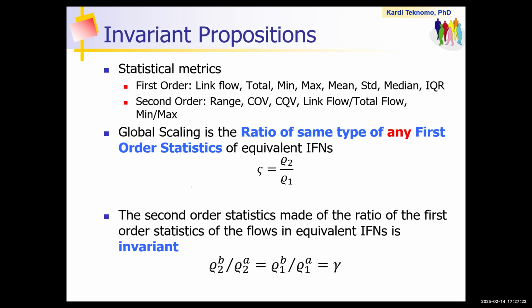So now these are the first order statistics. The link flow first order statistics are total, minimum, maximum, mean, standard deviation, median, IQR. These are first order statistics.